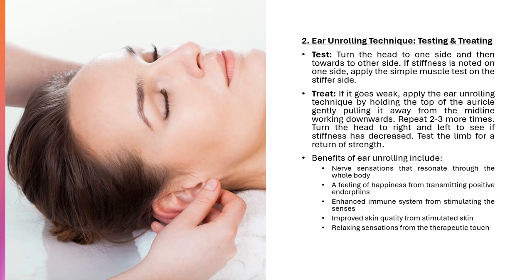You're going to apply the ear unrolling technique by holding the top of the auricle, gently pulling it away from the midline, working your way downwards. You're going to repeat this 2 to 3 more times. Then you're going to turn the head to the right and to the left to see if stiffness has decreased. You're going to test the limb for a return of strength.